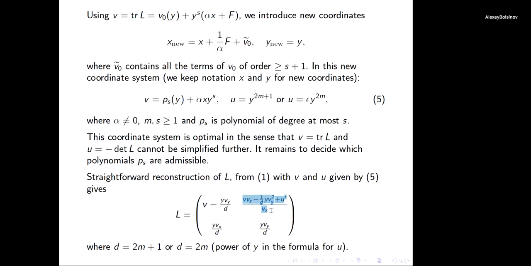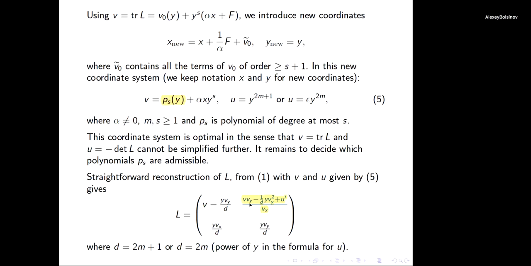this one, which brings some trouble, because it is absolutely unclear why this fraction represents a real analytic function. In general, it does not. So what we need to do is find polynomials PS such that this component here is real analytic. We have polynomials upstairs and downstairs, and we divide one polynomial by the other, and the numerator must be divisible by the denominator.